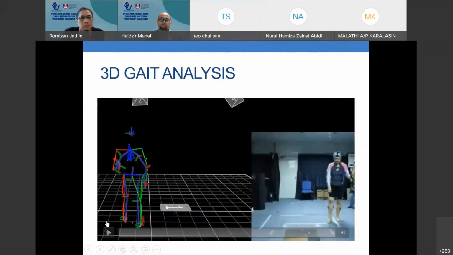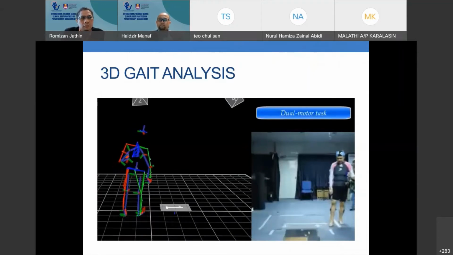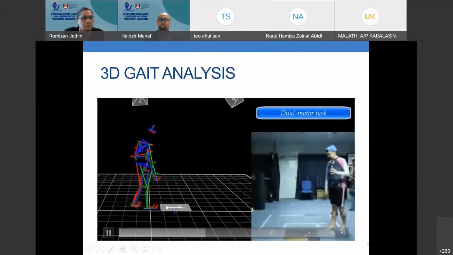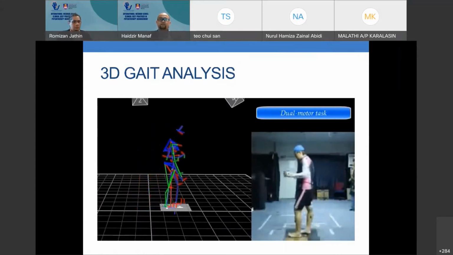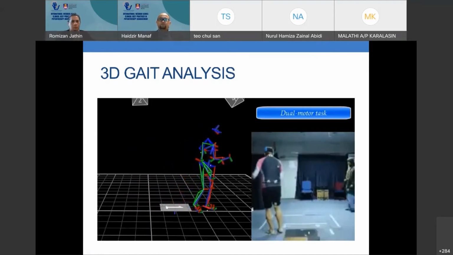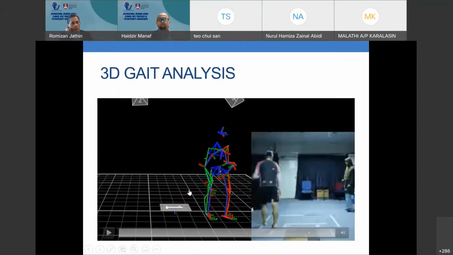Okay, this is the 3D gait analysis. On the right side, you can see this is the real time. This is the 3D analysis. The arrow here shows the ground reaction force. The system can calculate the step length, also the range of motion related to this movement, and it can also give the ground reaction force related to this activity.